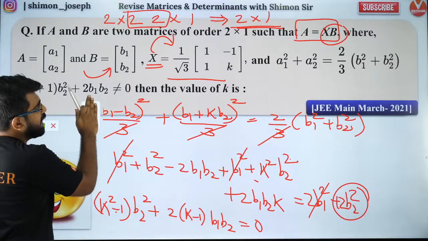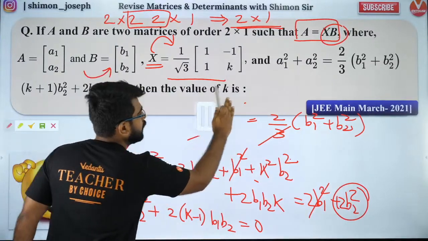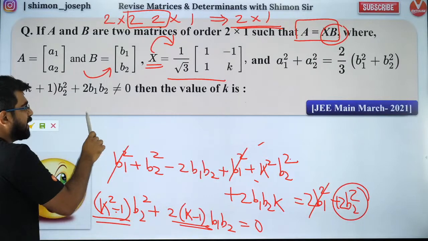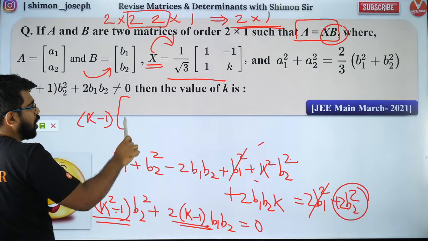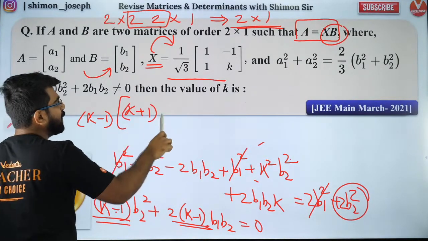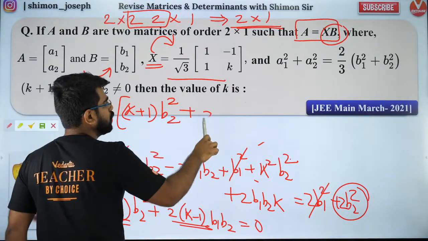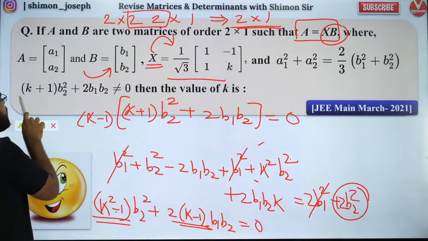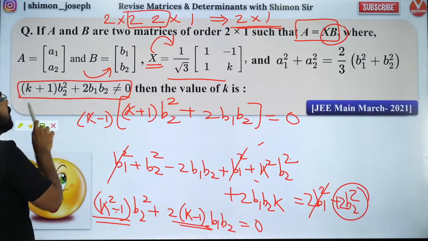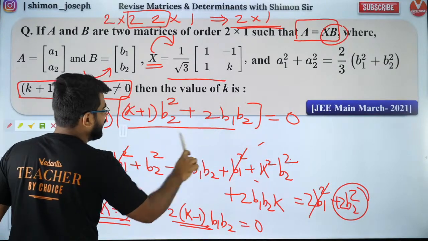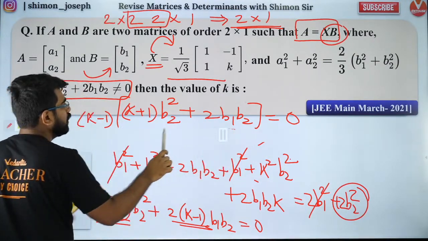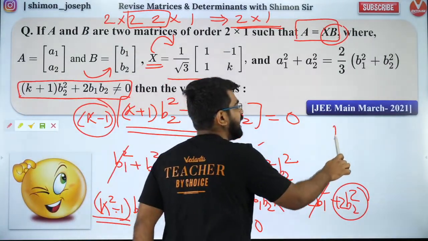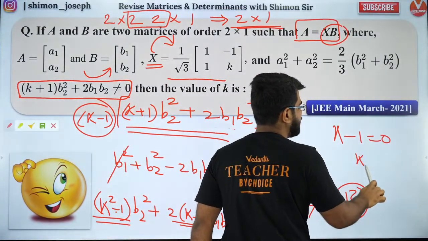Very good. Now people, listen carefully. I am going to take K minus 1 common, because these two have K minus 1 common. If I take K minus 1 common, I will be left with (K plus 1) B2 square plus 2 B1 B2 is equal to 0. Now we know that (K plus 1) B2 square plus 2 B1 B2 is not 0. So this cannot be 0. So what has to be 0? If this is not 0, my dear children, then this has to be 0. That means K minus 1 should be 0, which means K is equal to 1.